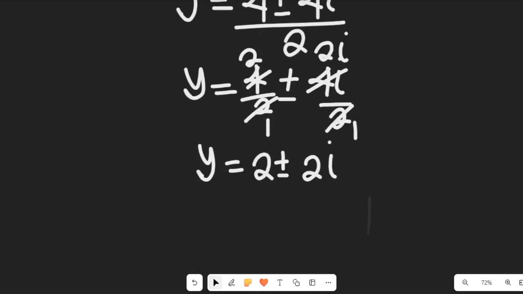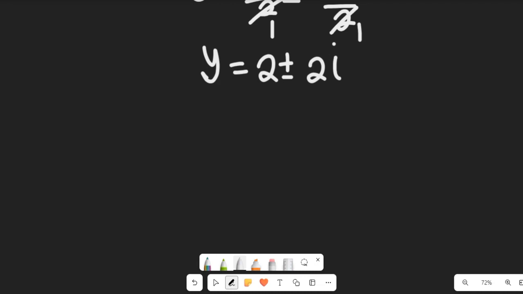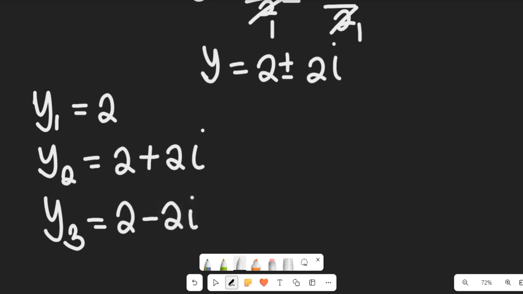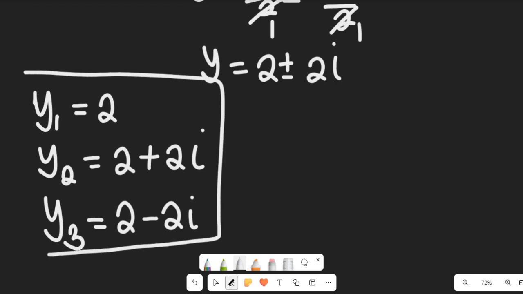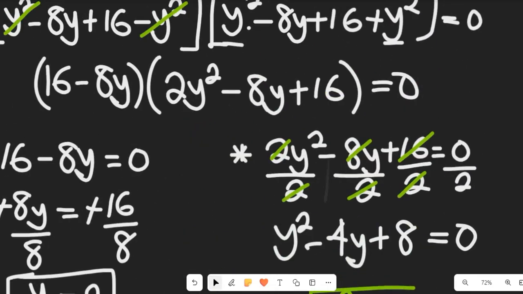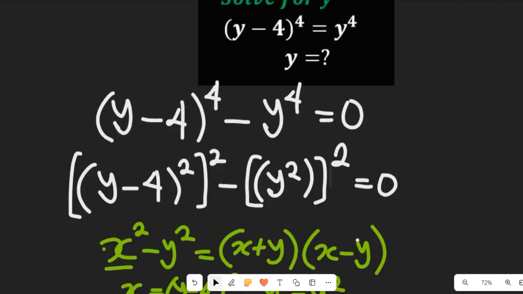So what are the whole values of y? The values of y we have gotten, we've gotten our y1 to be equal to 2, then our y2 will be equal to 2 plus 2 imaginary. Then we'll have our y3 to be equal to 2 minus 2 imaginary. And this stands as all the values of y that satisfies that exponential equation that is given to us up there. Now let's check to find out if our solution is absolutely right.